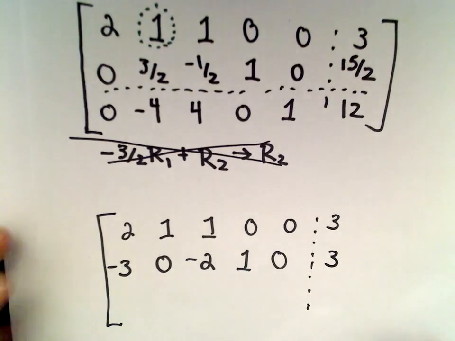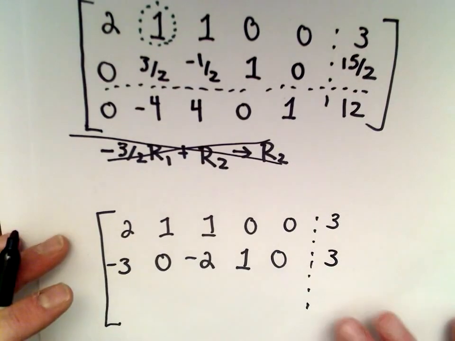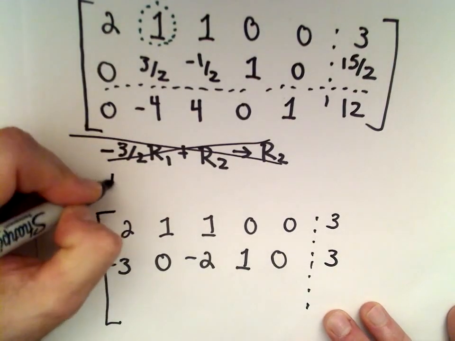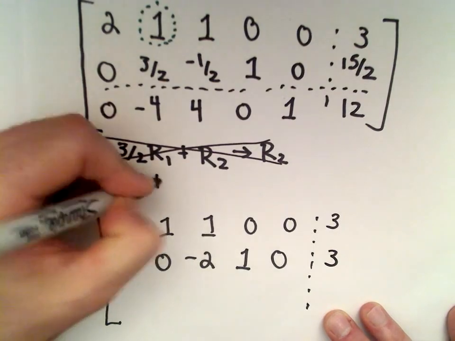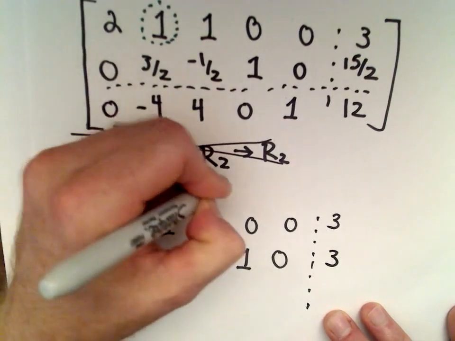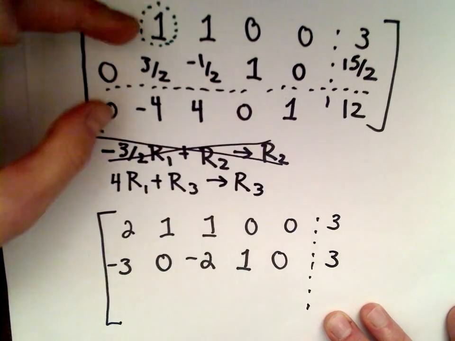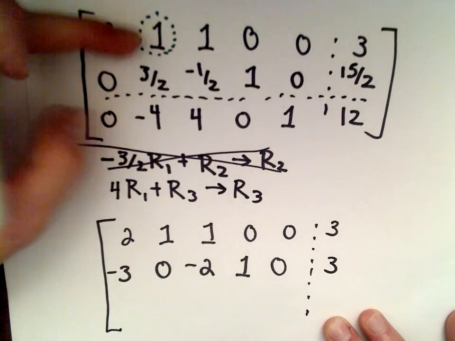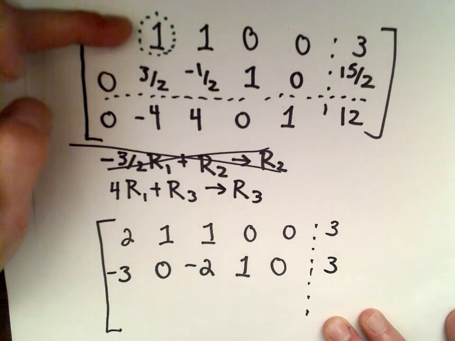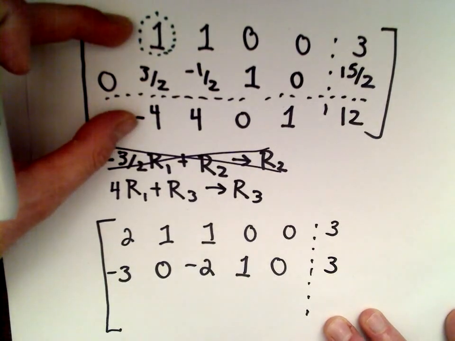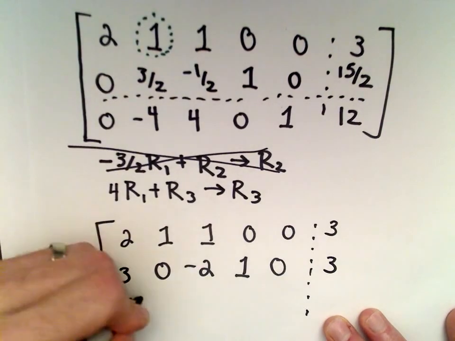The next one will be a little bit easier because I don't think we're going to have to mess with the fractions here. We'll take 4 times our first row. We'll add that to row 3 to get our new row 3. So again, I see a 1, I see a negative 4. I should multiply that first row by a positive 4 and add it to negative 4 to get a 0, because that's what I'm trying to do here.